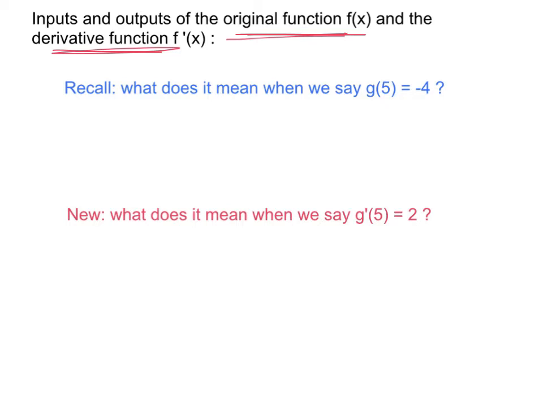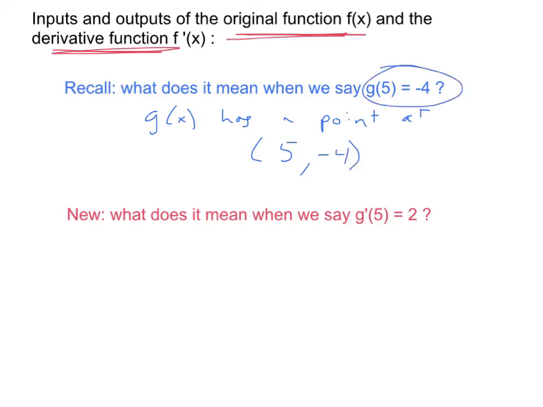So pause the video for like 10 seconds and remind yourself, what does it mean when we say g of 5 equals -4? What you should be saying, and the thing I'm mostly looking for, is that the graph, that g of x, has a point at (5, -4). What this statement reminds us of is that when we evaluate a function at a value, it gets us the y-coordinate at that point. When we plug a number into the original function g and get a number back, that number is the y-coordinate of the point.